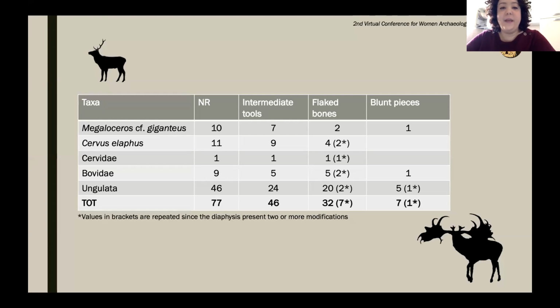As I was saying, the main taxa are ungulates.